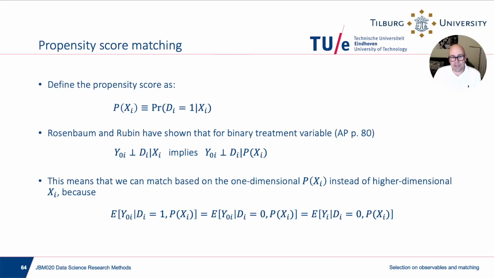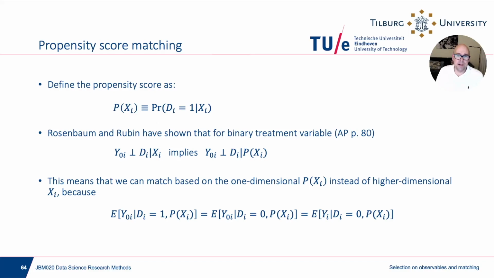Finally, propensity score matching is an attractive route when one has high-dimensional X's. So let's see what propensity score matching looks like. First of all, what is the propensity score? The propensity score is simply the probability that a unit is treated given x, and we can write this as a function p of x_i.